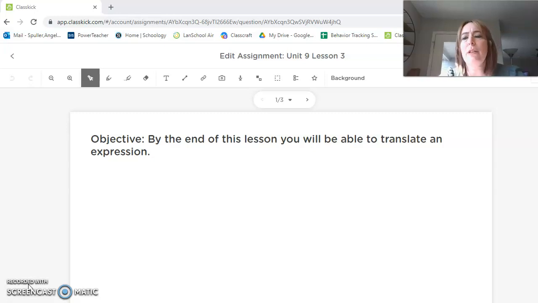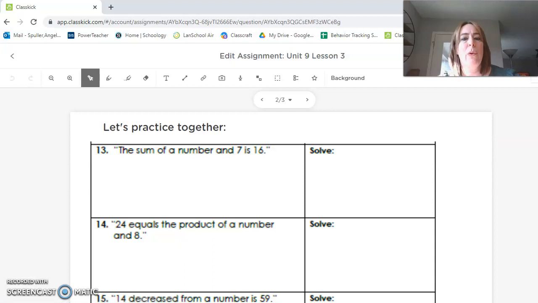By the end of this lesson, you'll be able to translate an expression. Translate means just to be able to read and understand and write an expression. All right, so first off, we're going to read it, and then we're going to write it out, and then we're going to solve it.